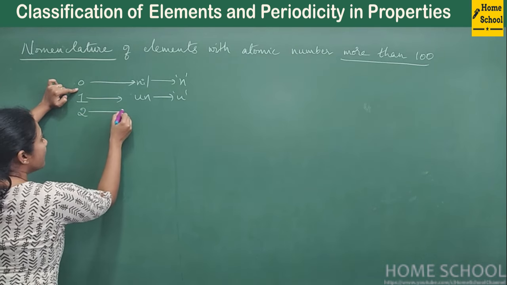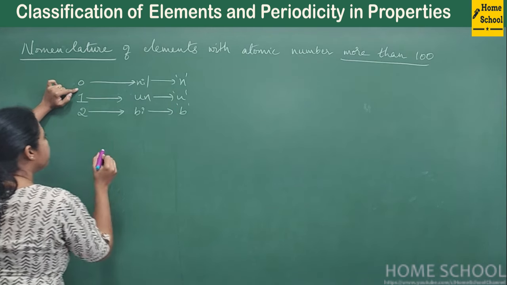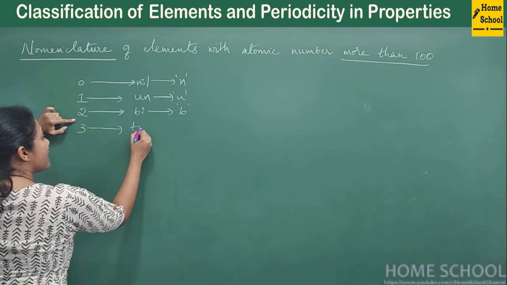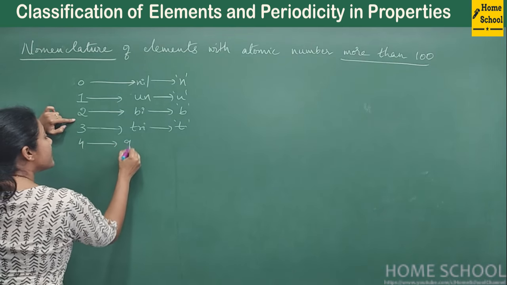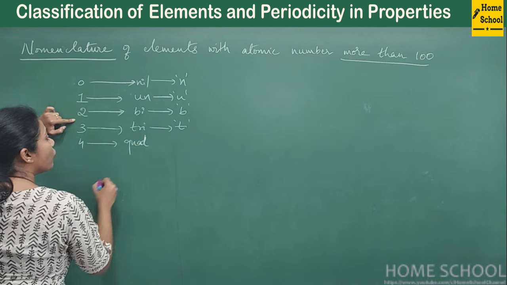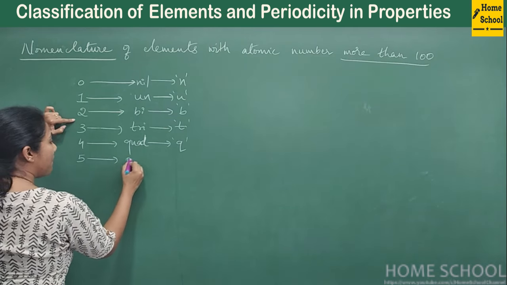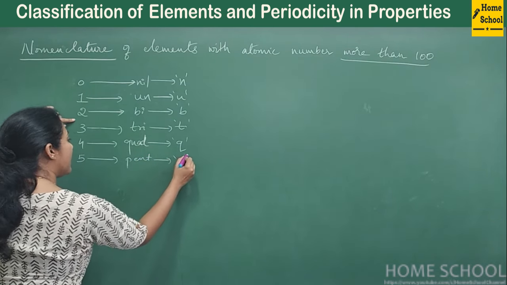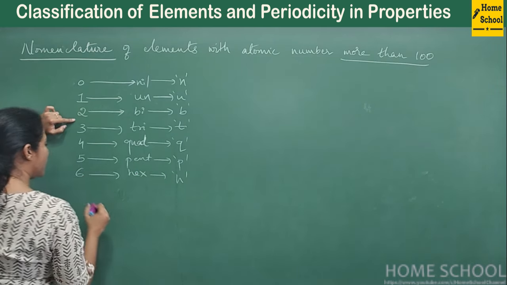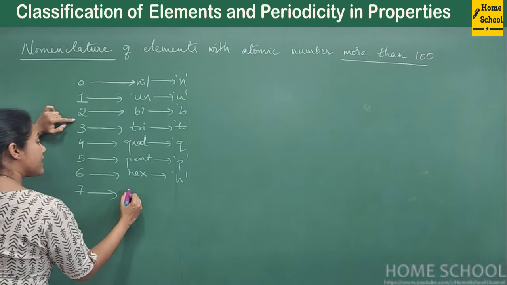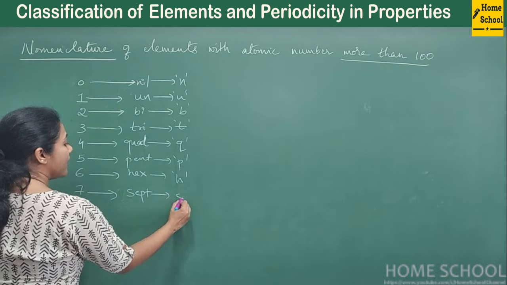When something as 2 is there, then it can be called bi, and its abbreviation is b. For 3, we call it tri, and it is abbreviated as t. For 4, we call it quad, and it can be abbreviated as q. For 5, we call it pent, and its abbreviation is p. For 6, we call it hex, abbreviated as h. For 7, it is sept. Okay, it is not hept, it is sept, and the abbreviation is small s.